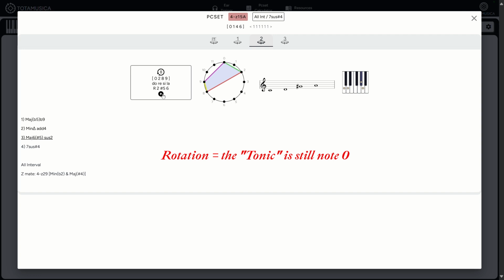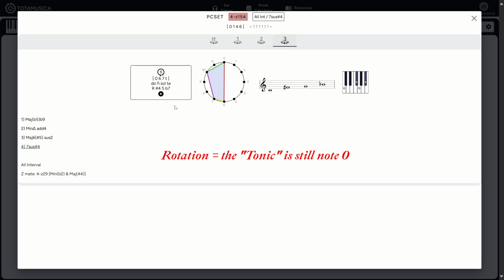A clear example of distinctly different sounding rotations of the same set is set 4-Z15A. As we can hear, the four shapes sound noticeably different from one another. Nevertheless, they are the same set. Why don't we hear it that way? Simply because we haven't trained ourselves to recognize it.